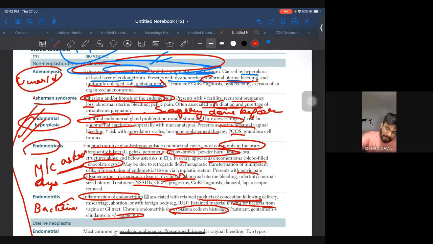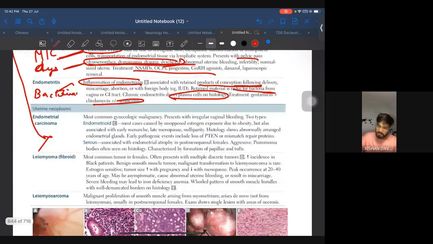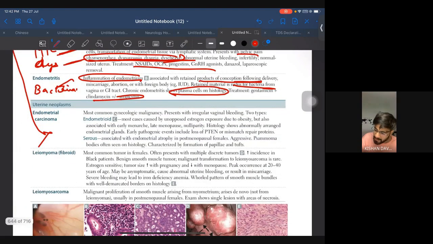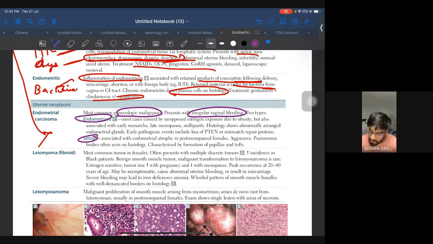Okay, coming next we have uterine neoplasms. Endometrial carcinoma, let's see what it is. Most common gynecologic malignancy, presents with irregular vaginal bleeding. Two types, endometrioid and serous. Endometrioid, most common, caused by unopposed estrogen exposure that we discussed earlier, and histology shows abnormally arranged endometrial glands. Pathogenic events include loss of PTEN and mismatch repair proteins. All these points are important.